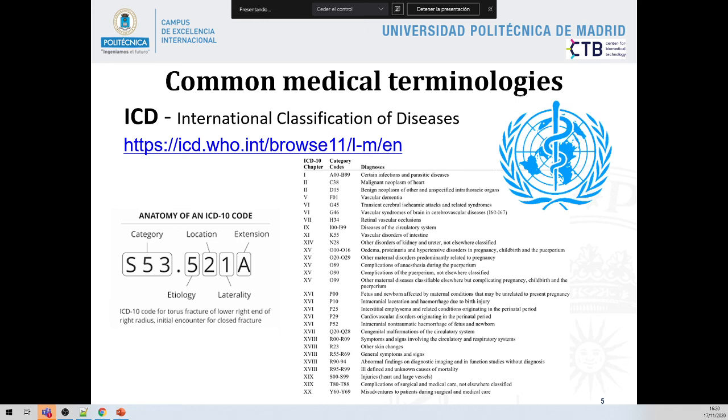Also, we have an above category, which is the first letter and two numbers of the code, that will provide us the chapter and the main diagnosis of the disease that is being identified with that identifier. You can see here all of the types of diseases that are categorized.